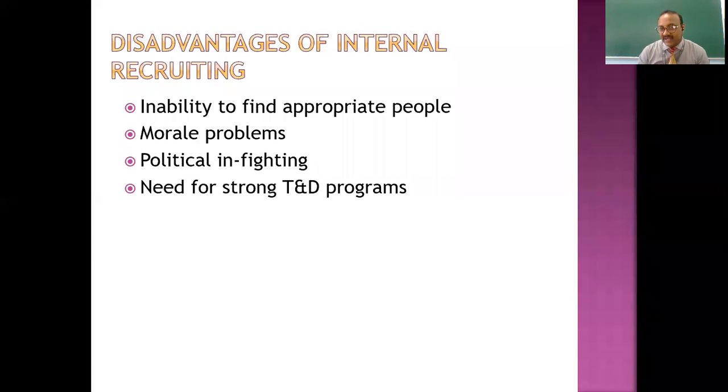Right. So in that case, what happens is you end up compromising. You end up compromising by taking that 65% candidate and then trying to help the candidate to improve and learn over a period of time by giving him or her on the job training. Second is that it is going to give rise to a lot of morale problems.